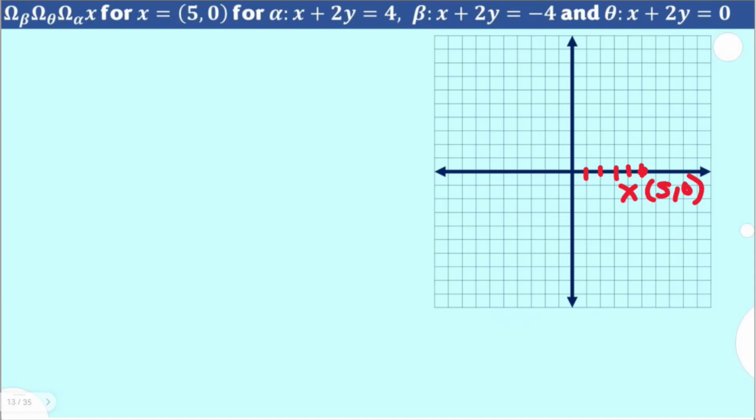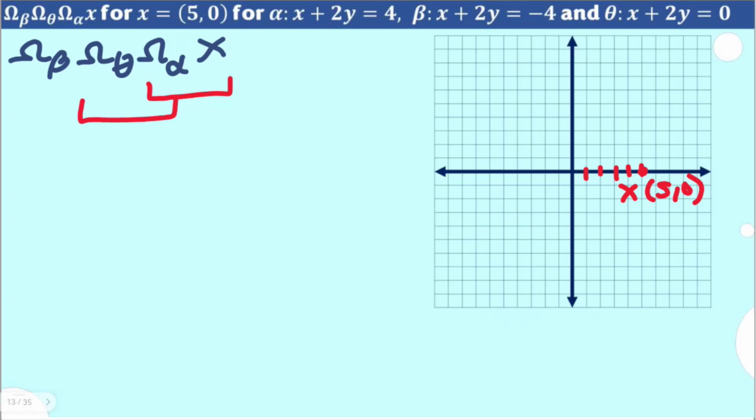Then we are going to take its three reflections following the order given here. We have beta, theta, alpha of your x. Just by looking at this, we understand that it would start by reflecting to alpha, then the reflection will be reflected to theta, and then its reflection would be reflected to beta to identify the three reflections.